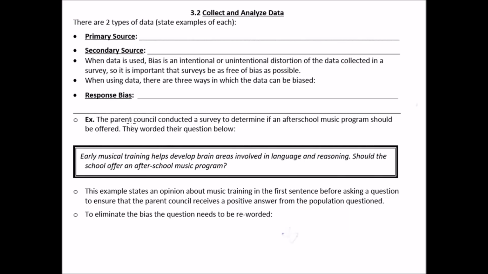to collect and analyze data. So there are two major types of data.